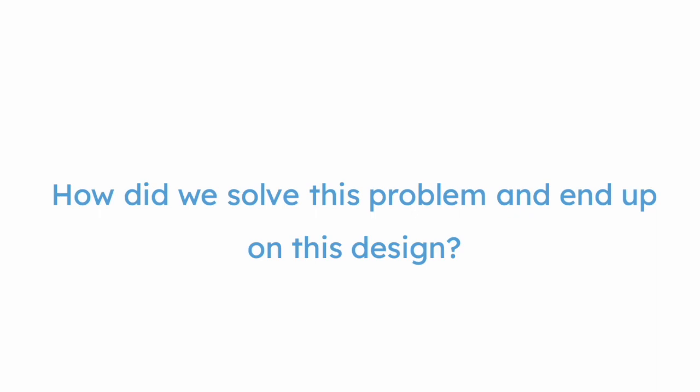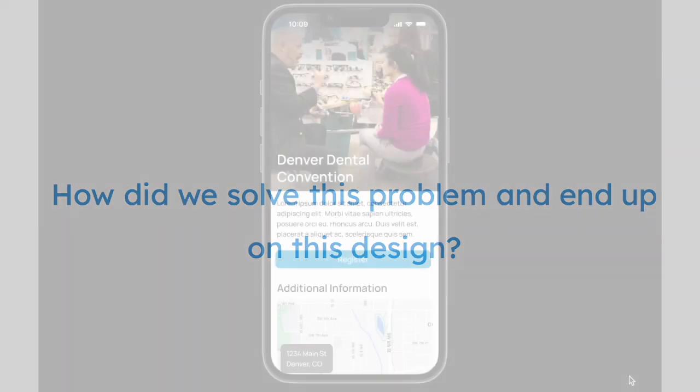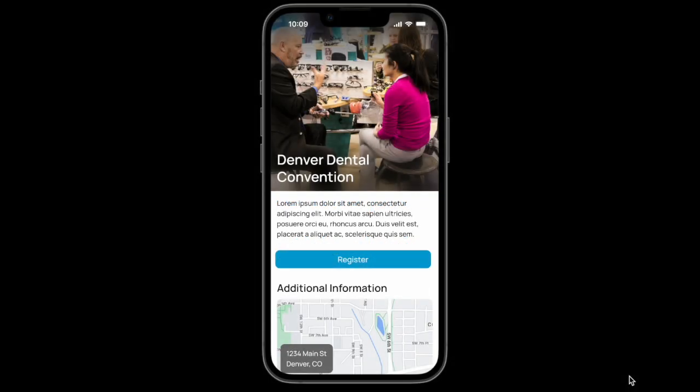Now let's take a walk through the final design for the application and discuss how we solved this problem and ended up on this design after 4 iterations. Feathr's clients host a variety of events every year, including conventions, conferences, promotional events, etc. The attendees of these events have varying technical skills, and we have incorporated user feedback over 4 different cycles into the development of this application.